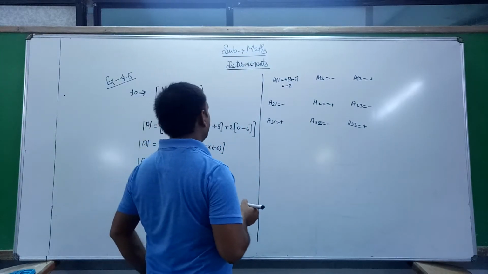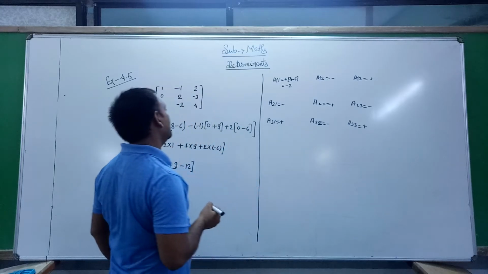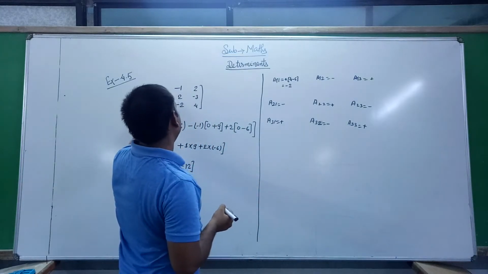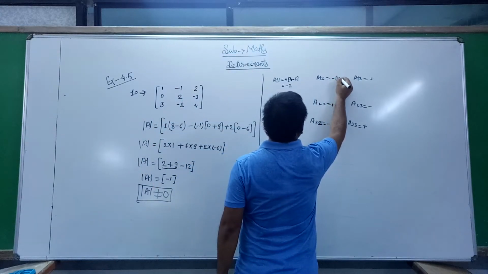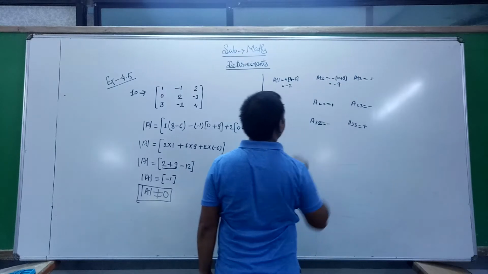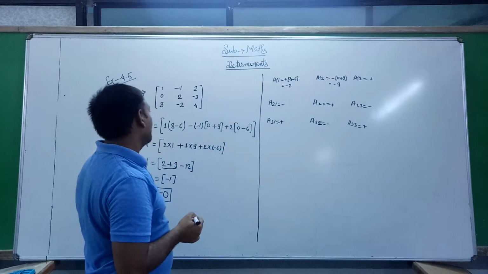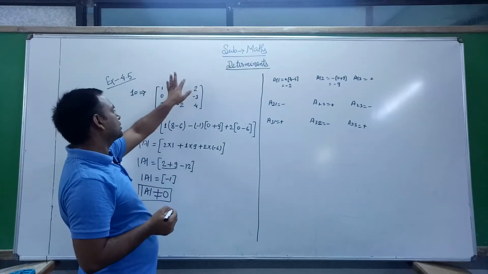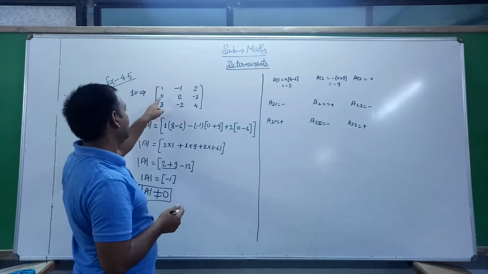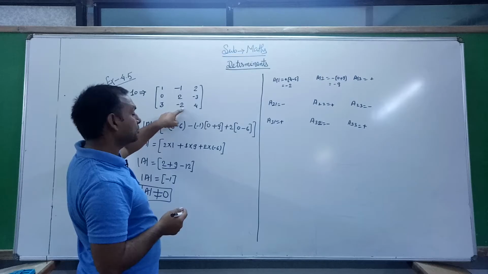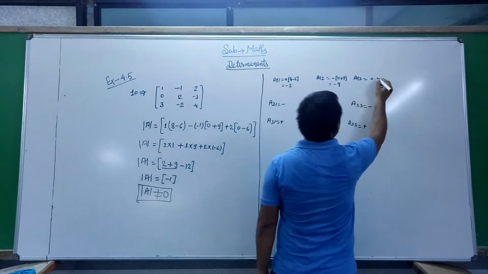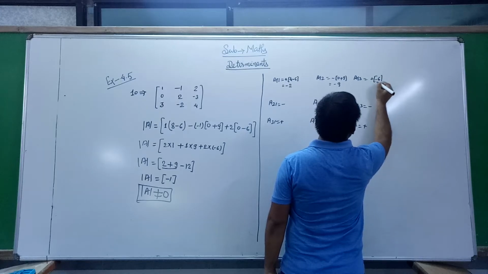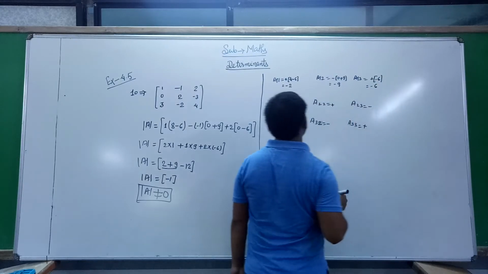Then A12: you remove the first row and second column, so 0 4s are 0 and plus 9, that is 0 plus 9, and with the negative sign it is equal to minus 9. Then A13: you remove the first row and third column, then 0 into minus 2 is 0, and 3 2s are 6, that is minus 6. So it is equal to minus 6.